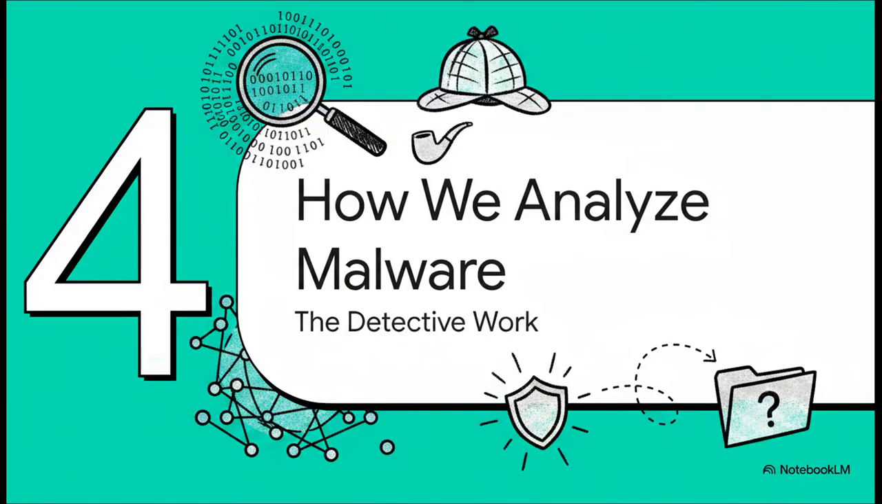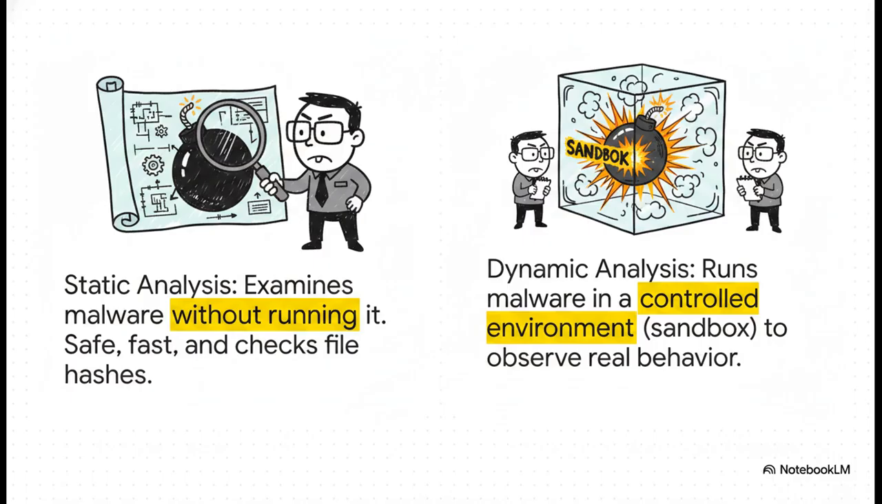Okay, so we've covered what malware is and met the main players. But how do the good guys, the cybersecurity analysts, actually figure this stuff out? This is where the detective work begins. There are really two main ways to do this. First is static analysis. Think of this like a bomb squad looking at the blueprints of a bomb. You're analyzing the malware's code and structure without actually letting it run. It's totally safe. Then you have dynamic analysis. This is like detonating the bomb, but inside a super strong, reinforced room. You let the malware run, but in a totally safe, isolated environment called a sandbox, so you can watch exactly what it does.